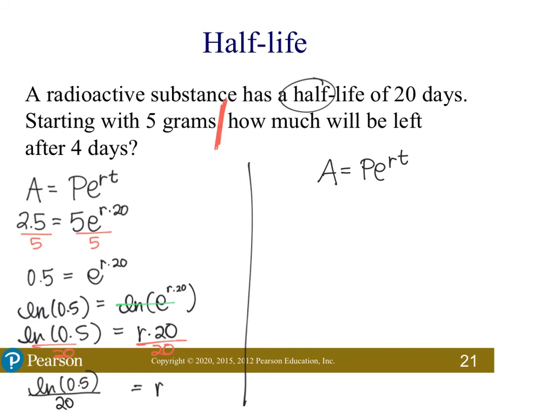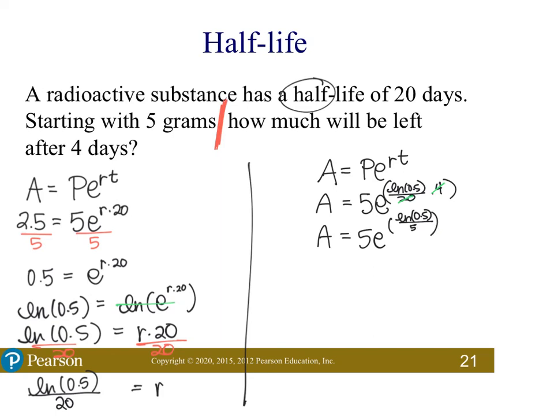And now we still start with 5 grams. E to the r that we now have from just solving it. So r is the natural log of 0.5 divided by 20. But our time is different. Our time is now 4. And we'll be finding the amount that we want to find here. Now we can reduce the 4 with the 20. So that will give me 5e to the natural log of 0.5 over 5.